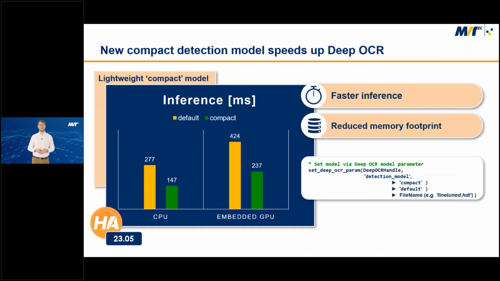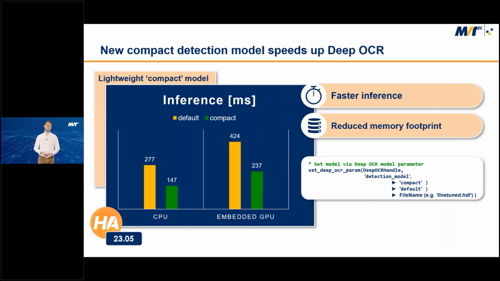In addition to this improved accuracy, we also have a new compact detection model, so a lightweight detection model that you can also use. It might be interesting for you if you, for example, use Deep OCR on an embedded board, because it has faster inference and a reduced memory footprint at just a marginal penalty to the accuracy. So the model is just smaller and is thus faster and has a lower memory footprint. And you can just set this with set Deep OCR param. You just select not default, but compact, and you select a different model like this.